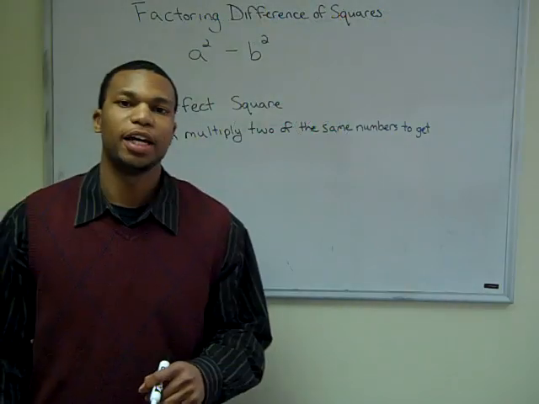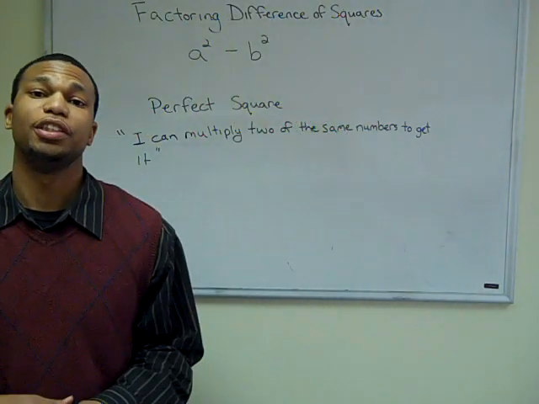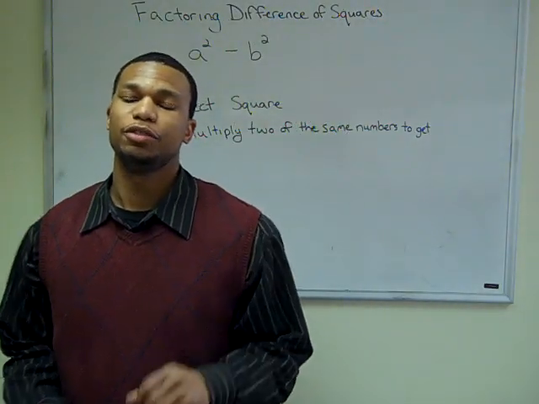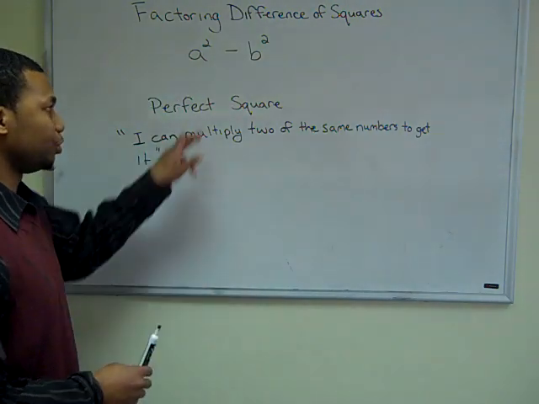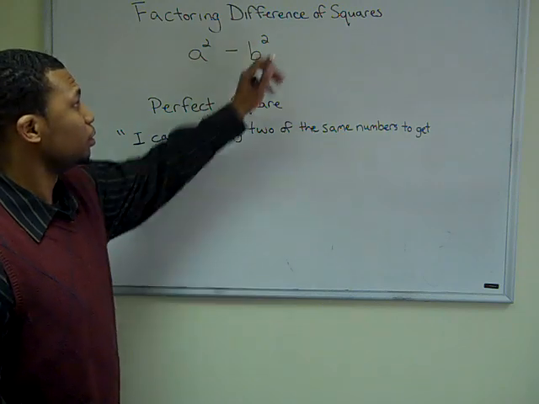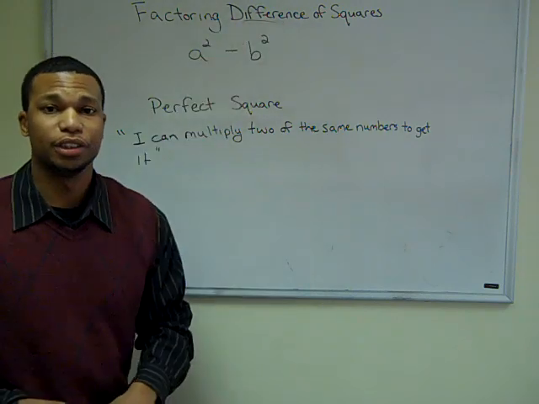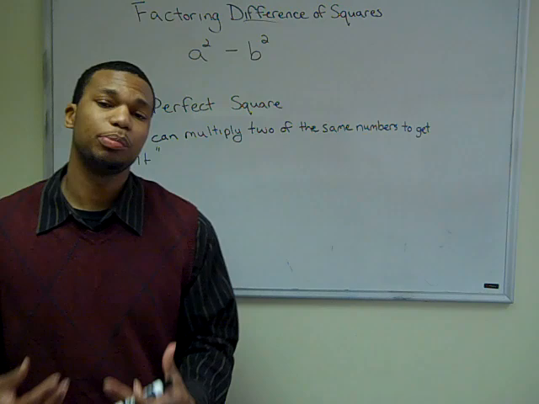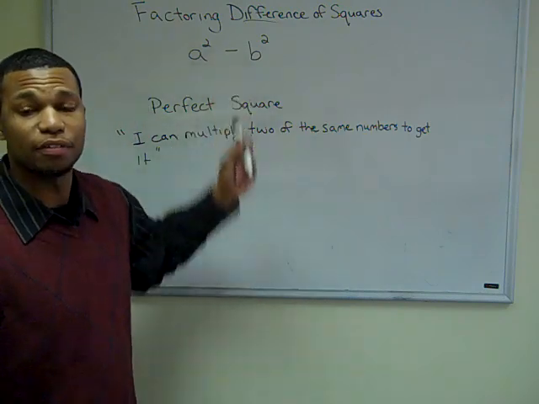Now we're going to look at factoring expressions that are in the difference of squares format. So the difference of squares format means that it follows a squared minus b squared. Henceforth, notice the wording: difference. Difference means subtraction. So in these problems, you're always going to have a subtraction sign.